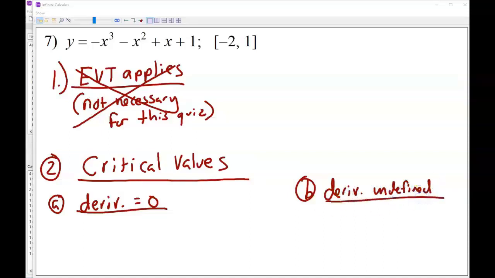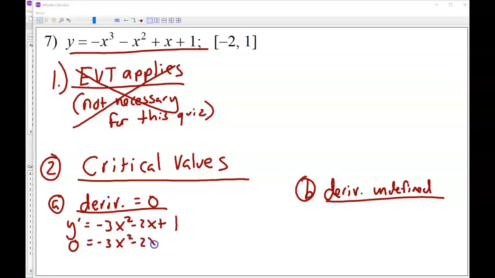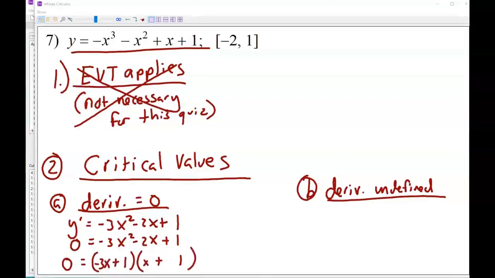Okay, so let's find the derivative of our function up here. Y prime would be -3x² - 2x + 1. And at that point, we're going to set it equal to 0 and solve. Now, at this point, you can use the quadratic formula or you could do factoring. I like to try factoring first, so let me give that a shot. All right, and so it turns out that this one does indeed factor, so we're good.